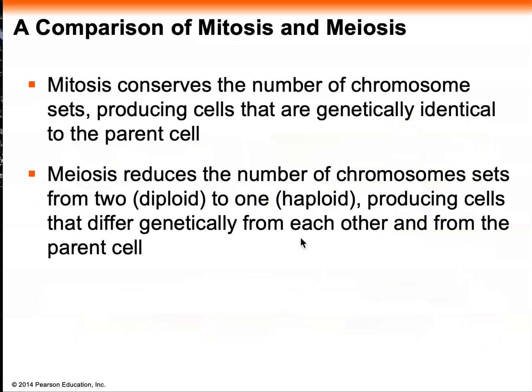Okay, so in a comparison of mitosis and meiosis: the goal of mitosis is to create cells that are pretty much identical to the parent cells. They're going to be genetically identical. They're going to have the same number of chromosomes as the parent. However, in meiosis, the end goal is to create haploid cells, just 1 of each chromosome, as opposed to the parent cell, which had 2 of each, that was diploid. And we also end up with cells that are genetically different from each other and from that parent cell.